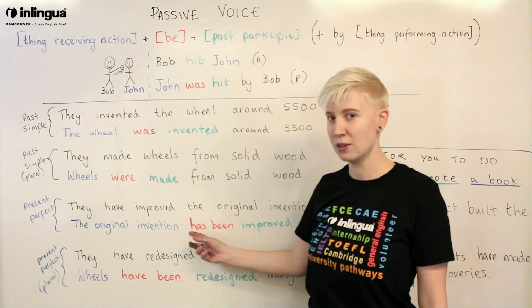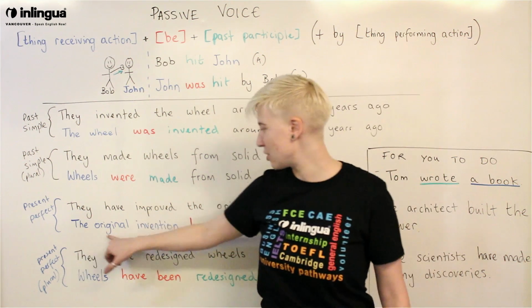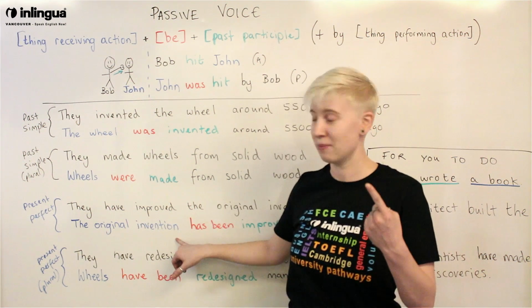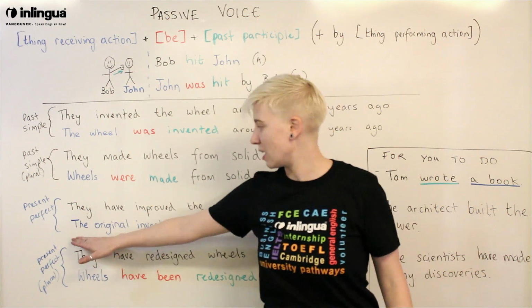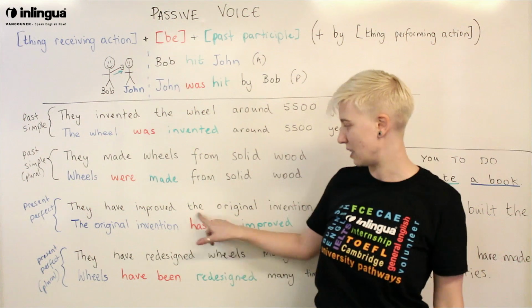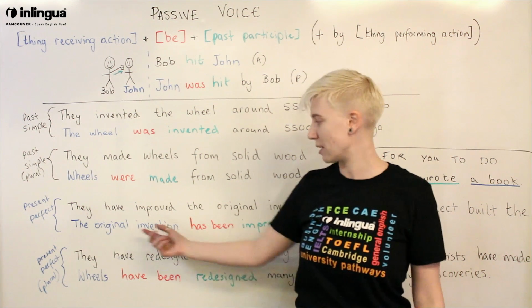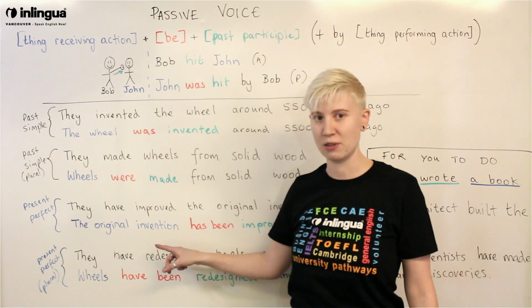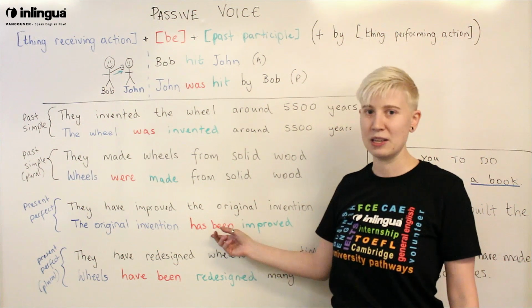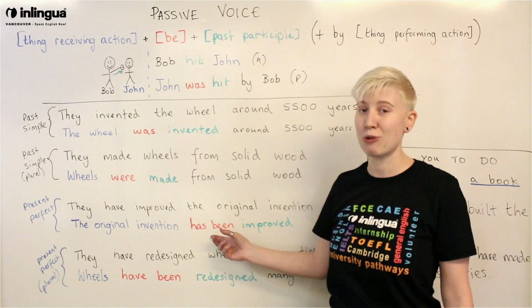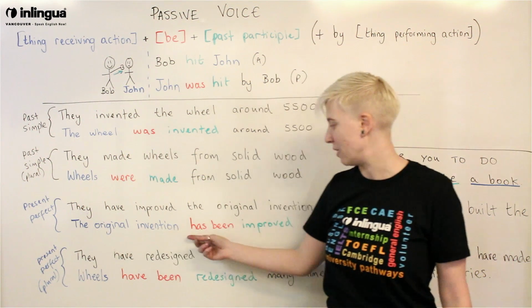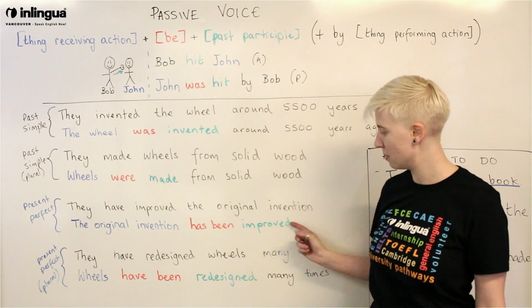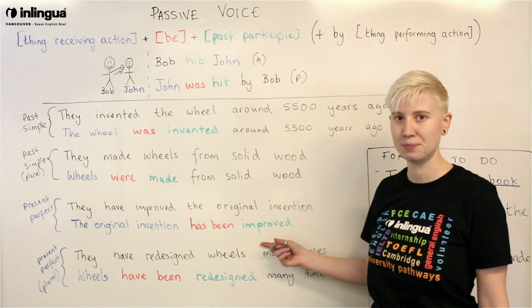Do you know why? Good job. The original invention, singular. They is plural, many things. So here we have to change to has to keep it in the correct form for the original invention. Next up, we need be. Here we need the present perfect form of be, which is been. So now, the original invention has been improved, past participle of the verb.